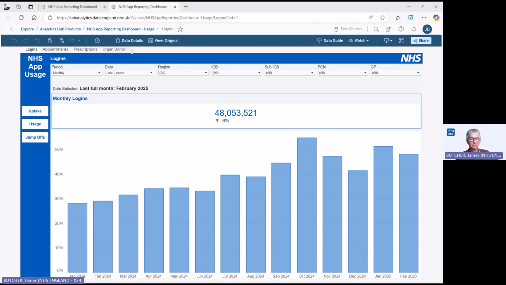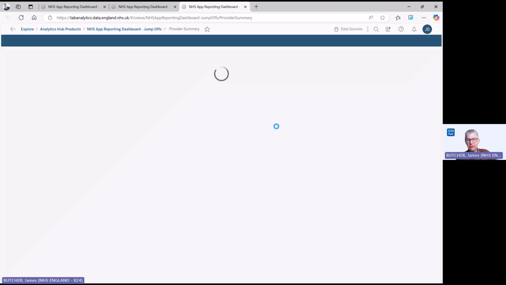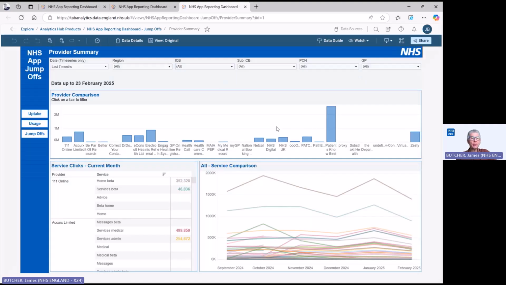And I'm conscious of time, so very, very quickly, and I hope it shares again, I'm taking you to a screen which we call jump offs. What is a jump off? That's when a patient is in the NHS app, but they jump into a third-party provider. So you'll be familiar in some of the primary care online consultation tools, such as eConsult and Patches, Engage Health. Others are available.